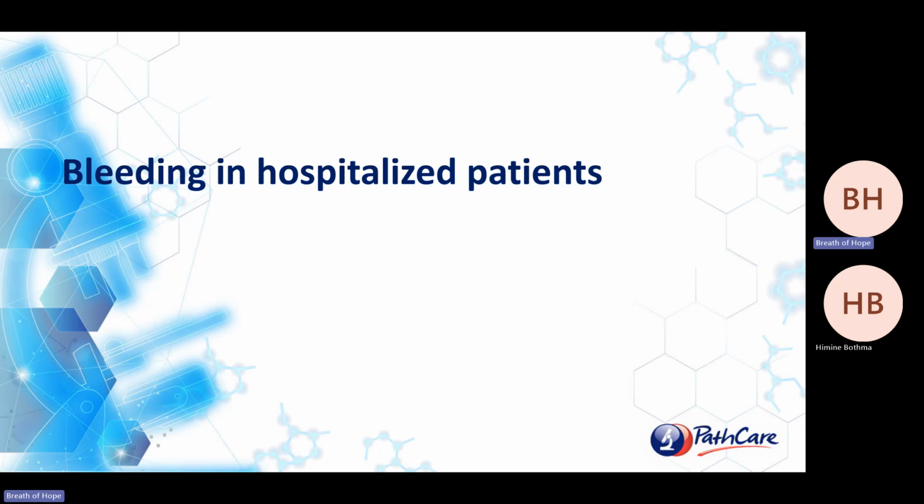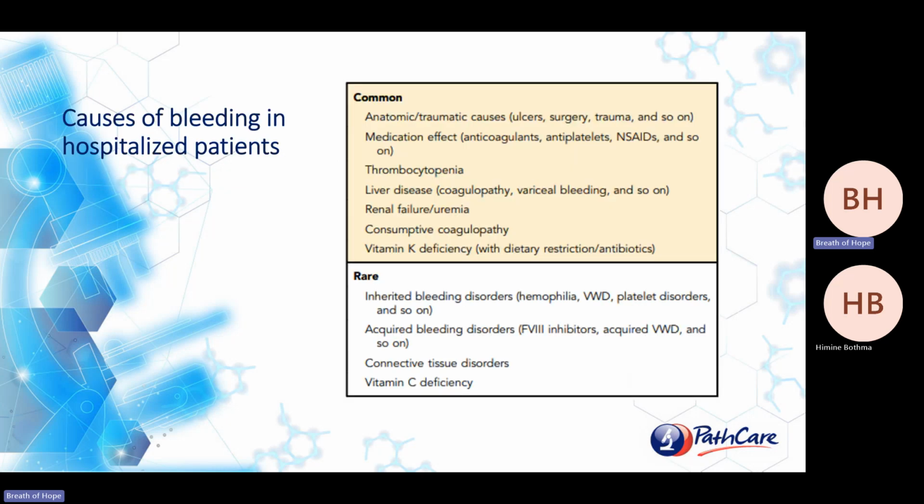Okay, then bleeding in hospitalized patients. What are some of the causes here? So common causes would be traumatic or anatomical causes like surgeries, ulcer, trauma, etc. Medication, your anticoagulants, antiplatelets, non-steroidals, thrombocytopenias for various reasons, liver disease causes severe coagulopathy, renal failure via the uremia and platelet dysfunction, consumptive coagulopathy as in DIC, and then vitamin K deficiency with certain antibiotics or inappropriate diets in hospitalized patients. Rare will be inherited bleeding disorders.